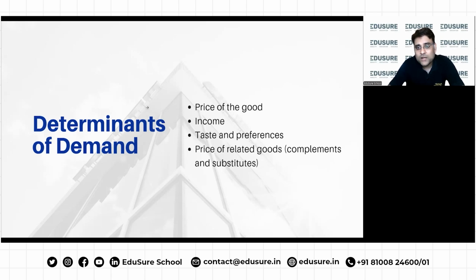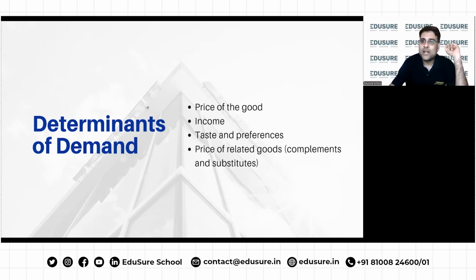There are two types of related goods. The next determinant is the price of the related good. So, two types of related good. One is a complementary good, and the other is a substitute good. If the price of a complementary good like petrol for a car increases, the demand for cars may decrease. Similarly, if the price of a substitute good like tea increases, people might prefer to have more coffee.